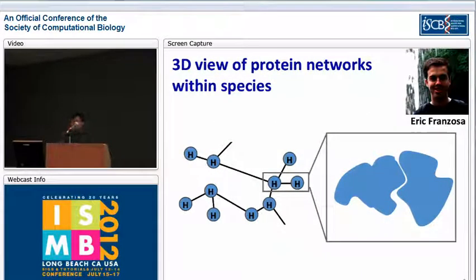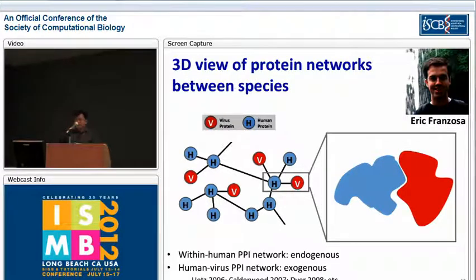So typically, we think about protein-protein interaction networks within a particular organism, for example, within yeast Saccharomyces cerevisiae or within human. So we can construct structural interaction networks for these binary networks. But today, I would like to focus on a very interesting type of network, which is the binary protein-protein interaction between two different species, in particular between the human protein and the virus protein.